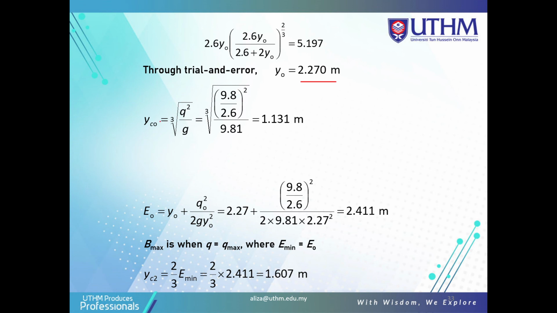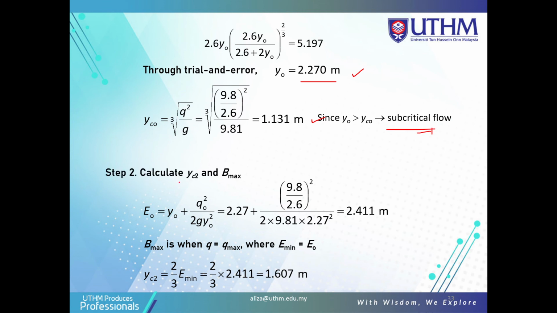Okay, Y critical at constriction. You put in all the values and we get 1.131 meter. Since Y0 is more than Yc, it is subcritical flow. Now use this to calculate step 2.